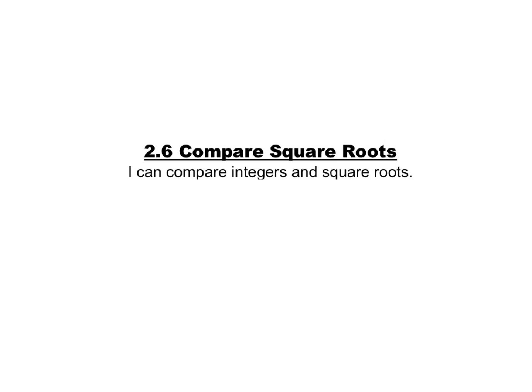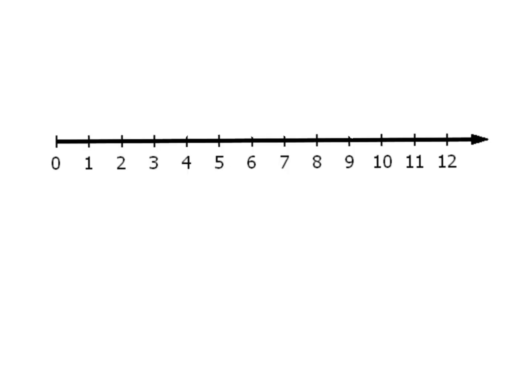In this lesson, we're going to compare square roots. In a previous lesson, we filled out this number line with the perfect squares. We said 1 times 1 is 1, so the square root of 1 is 1. 2 times 2 is 4, so the square root of 4 is 2. 3 times 3 is 9, so the square root of 9 is 3, and so forth.